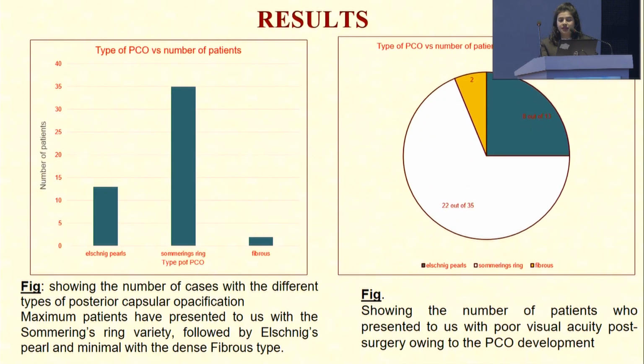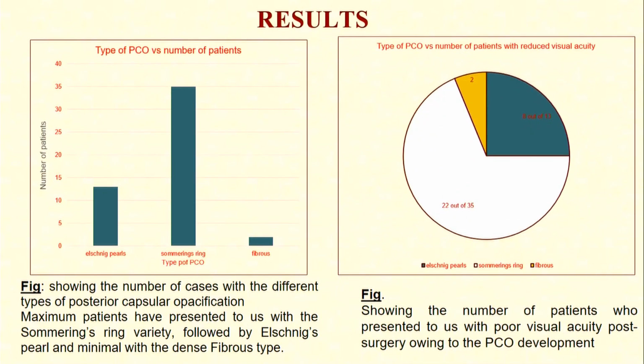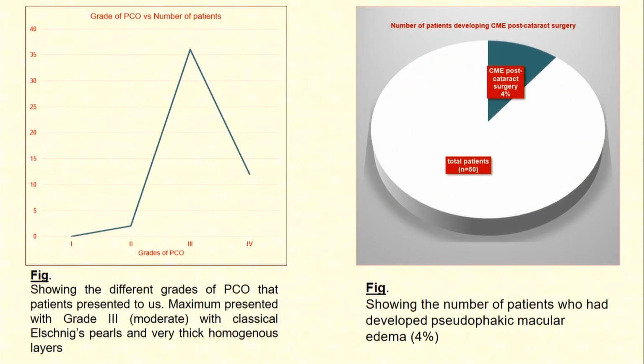In the results of the study, the maximum number of PCO cases were of Soemmering's ring type, followed by Elschnig pearls and fibrous type, and the maximum number of people with poor visual acuity belonged to the fibrous and Elschnig pearl types. When we did the grading of the PCO, grades 3 and 4 were more common, with classic Elschnig pearls and very thick homogeneous layers.